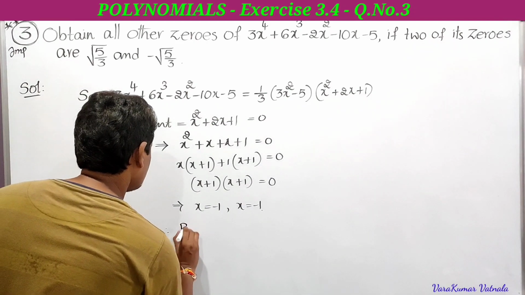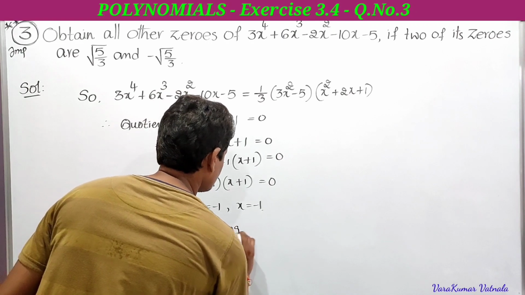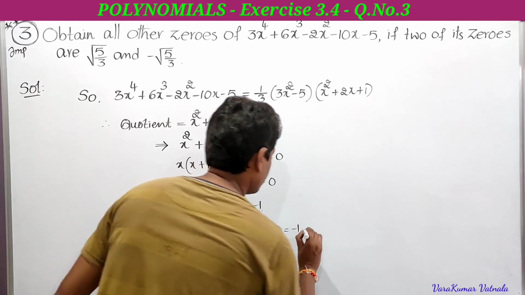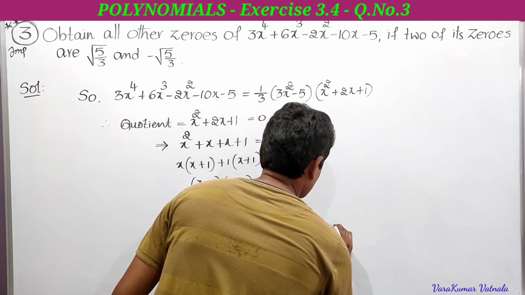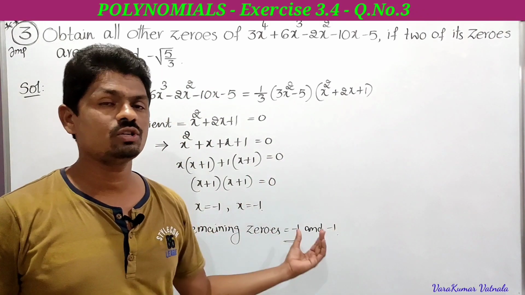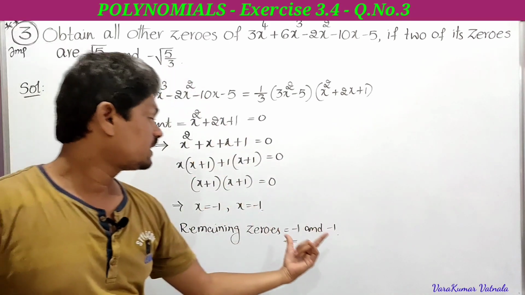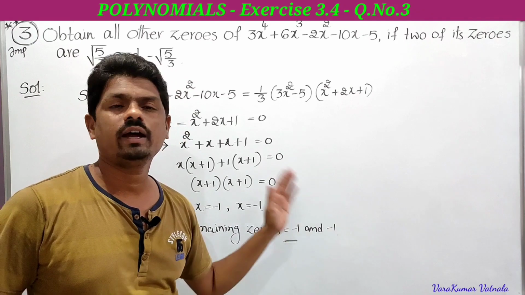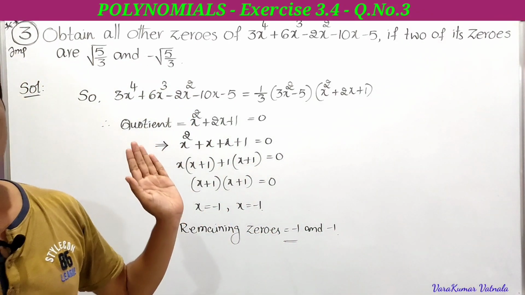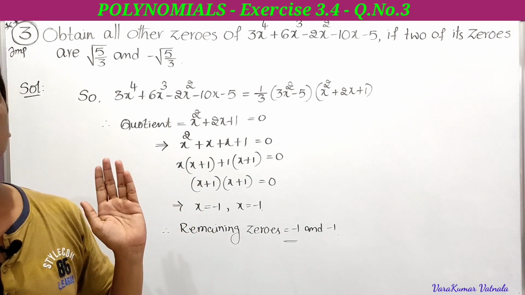Therefore we can write the remaining zeros as minus 1 and minus 1. Since the degree of the given polynomial is 4, it has at most 4 zeros. 2 zeros are square root 5 by 3 and minus square root 5 by 3, and the other 2 zeros are minus 1 and minus 1. So like this we can find the remaining zeros. Very important problem, just practice and follow the steps, you can do it very easily.